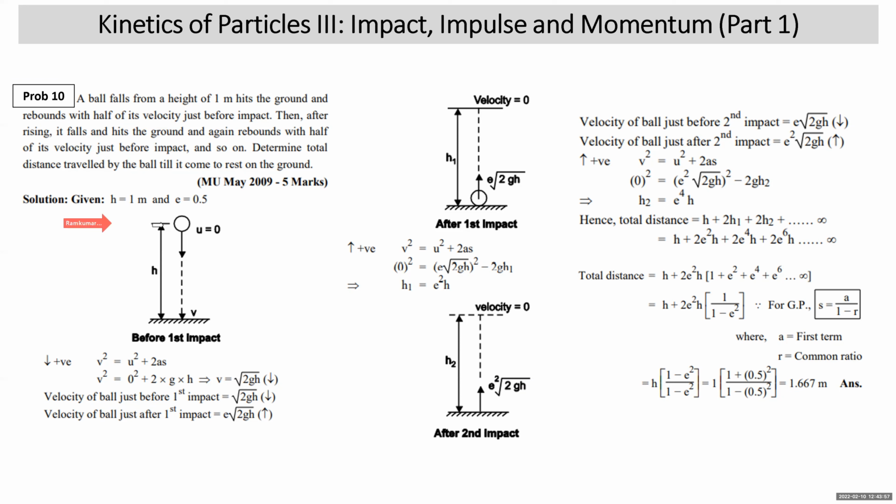Now students, h is 1 meter, e is 0.5, that's what we understood. We are just considering this height as h in general form. Later on, we'll substitute the value of h.